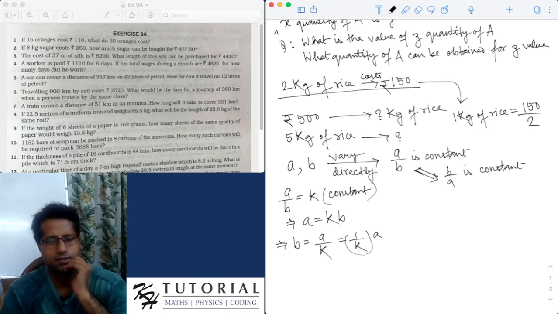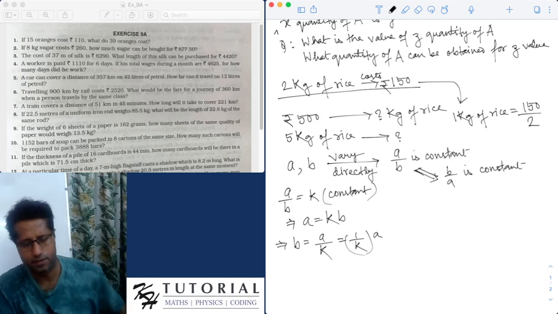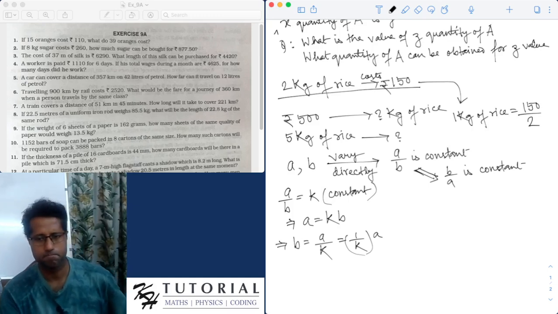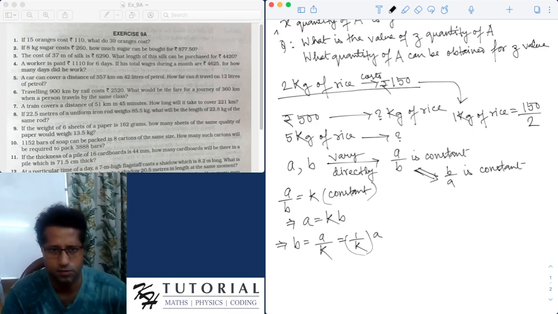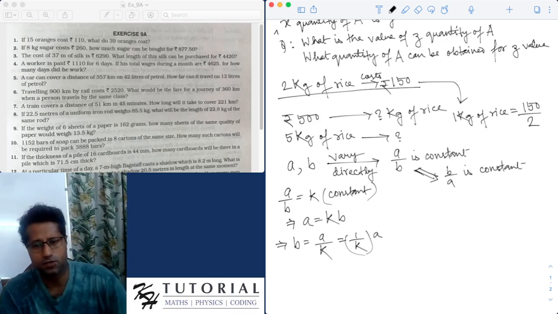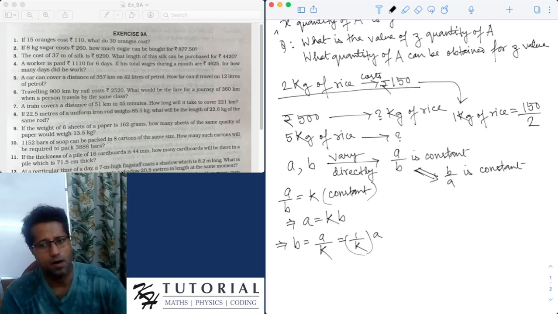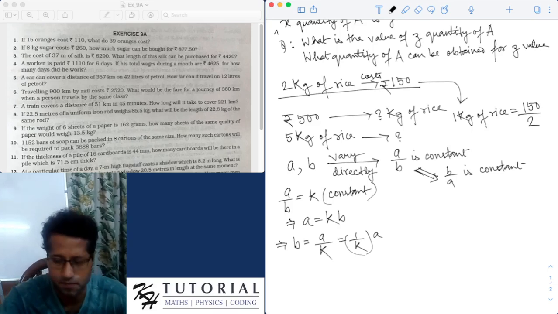Okay, another example is that every object which has a height casts a shadow during the daytime because of sunlight, and the length of the shadow actually varies from time to time. So at a particular time in the day, the ratio of the height of the object and the length of its shadow is the same for all objects at a specific time.